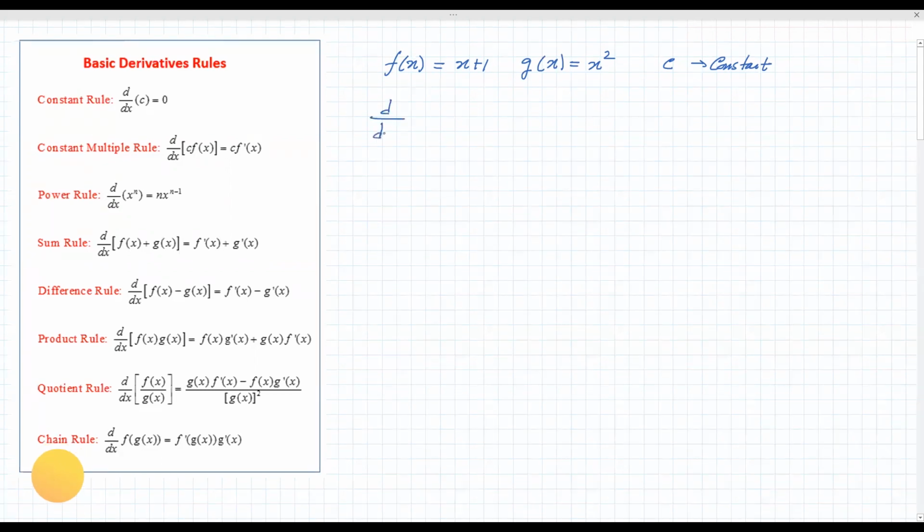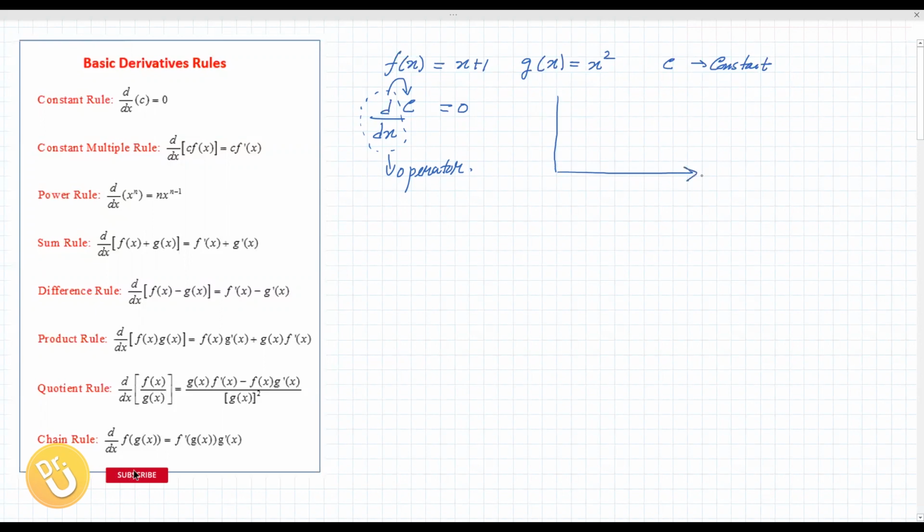d/dx of c is equal to 0. Now, first of all, we have to understand this d/dx is the operator. We call it the differential operator. And this operator is acting on c, which is a constant, and the output would be 0. So now how to understand this?